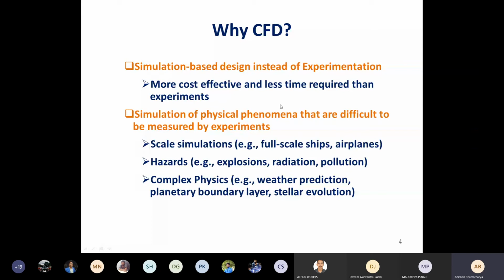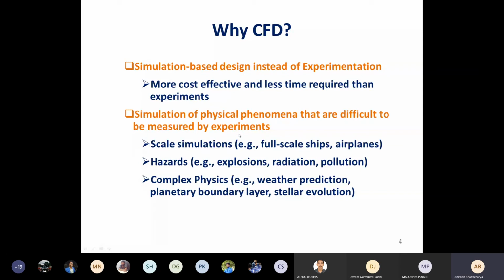Still, experimental setups are even more difficult. Building an experimental setup may take 3-4 years. Building a wind tunnel may take 2-3 years. A proper experimental setup takes 2-3 years to develop. The second point is that the physical phenomenon itself may be too difficult to be measured using experiments. This is another important point. So experiment is not possible at all.